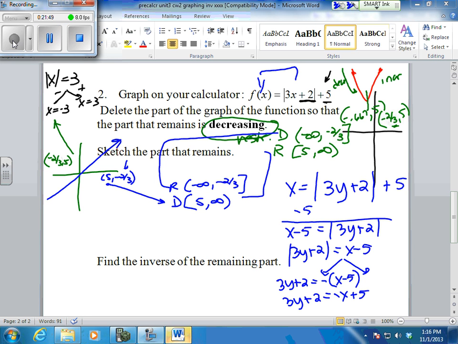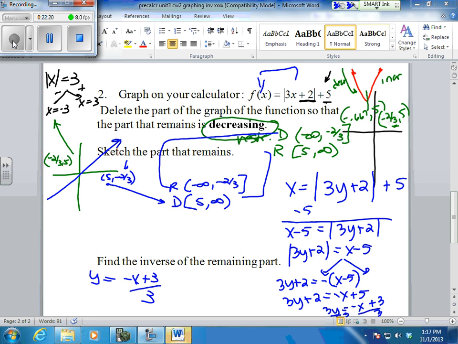Now all you have to do is solve for y. So subtract 2 from both sides, and then divide by 3. So right now you have y is equal to negative x plus 3 over 3. Wait, you didn't subtract 2 from both sides. I subtracted 2 from both sides. 5 minus 2, I got 3. Uh-oh. Yeah, I was running out of space, so I just kind of did it.